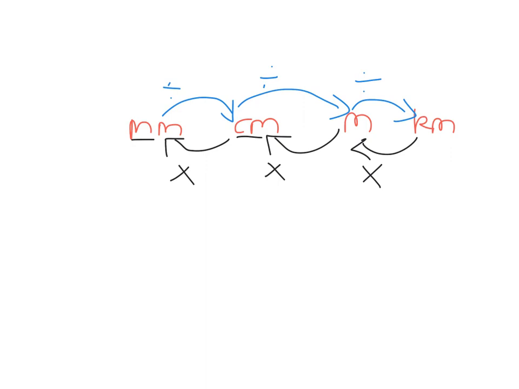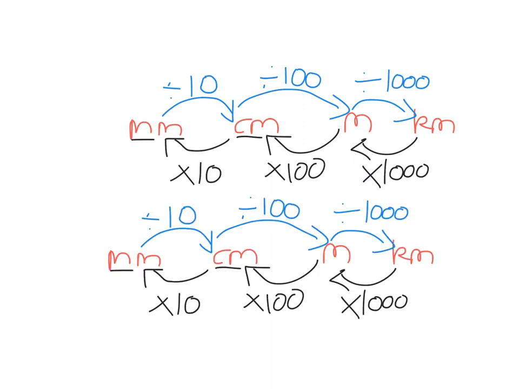So you should know by now there are 10 millimeters in a centimeter, there are 100 centimeters in a meter, and there are 1,000 meters in a kilometer. So it turns out when you want to convert square units, everything becomes squared. So if you want to go from millimeters squared to centimeters squared, you need to divide by 10 squared. All the conversion factors get squared.